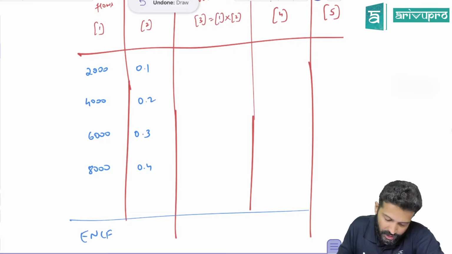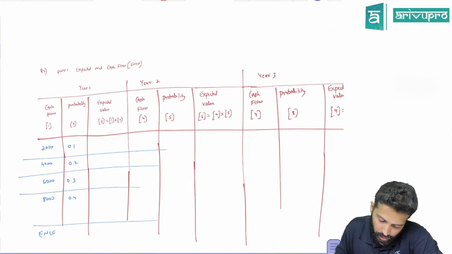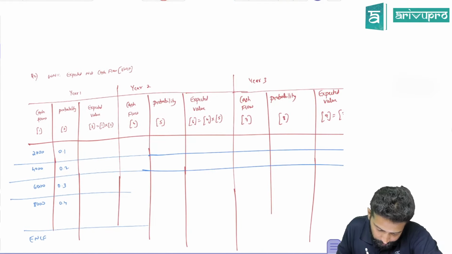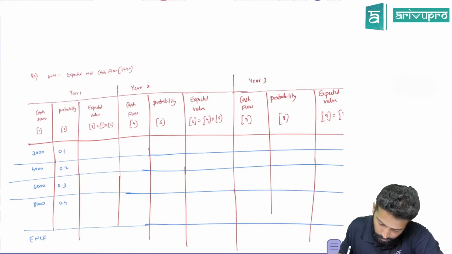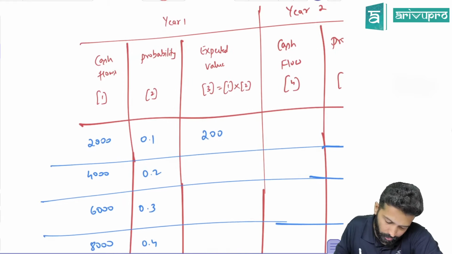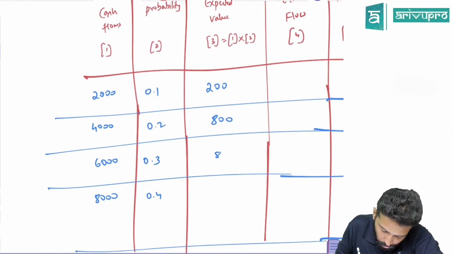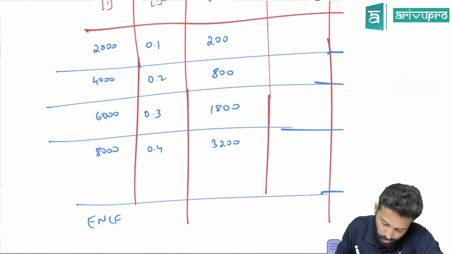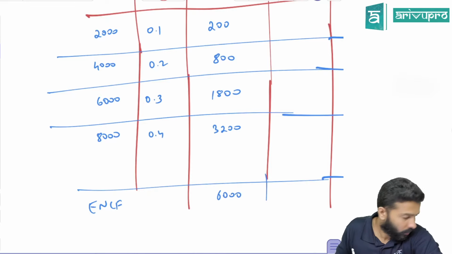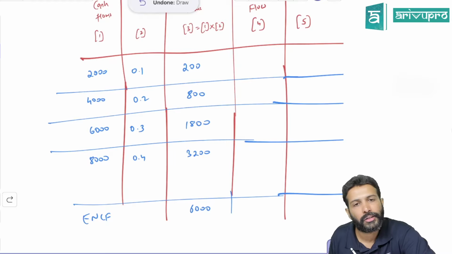How do you get ENCF? Cash flows multiplied by the probability factors. Okay, 2000 into 0.1 gives me 200. 4000 into 0.2 gives me 800. This will be 1800. This will be 3200. 5000. So 6000 expected net cash flow. When you sum up or add all this, you're going to get 6000 rupees.